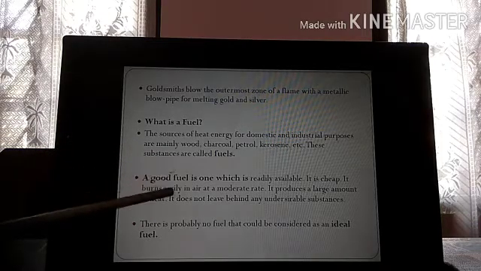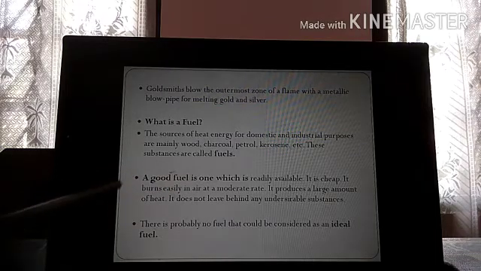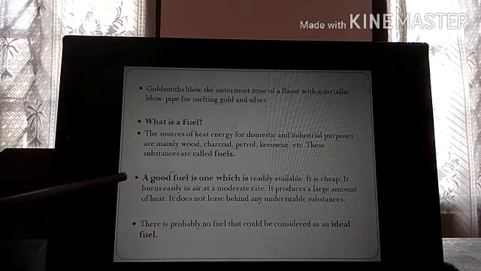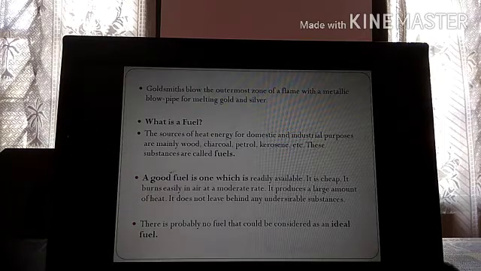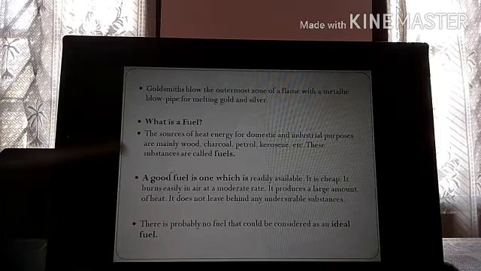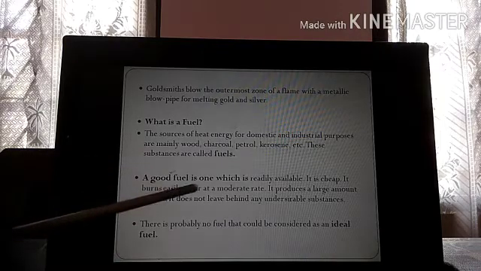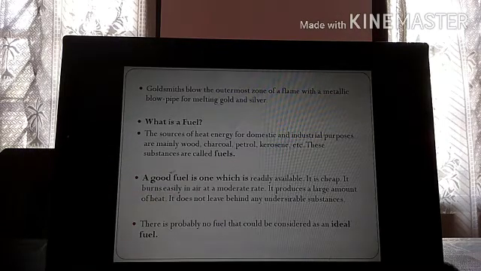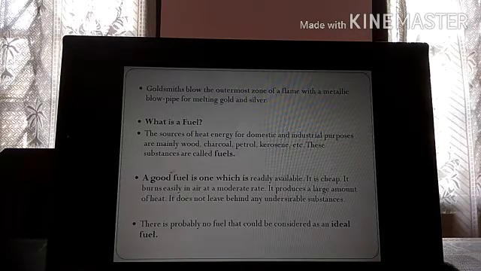A good fuel is one which is readily available. Very important: what are the characteristics of a good fuel? Number one, it should be readily available, that means you should easily get it. It should be cheap. It burns easily in air at a moderate rate. It should produce a large amount of heat. It does not leave behind any undesirable substances, anything poisonous.